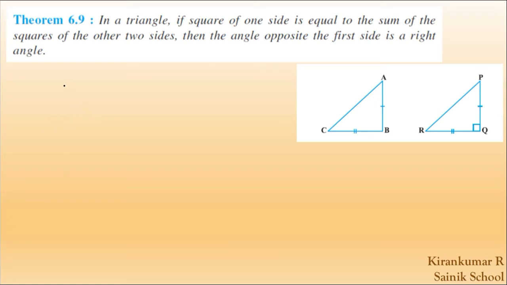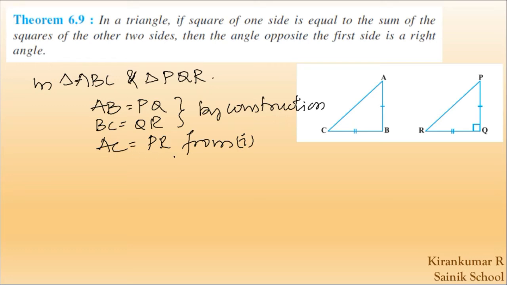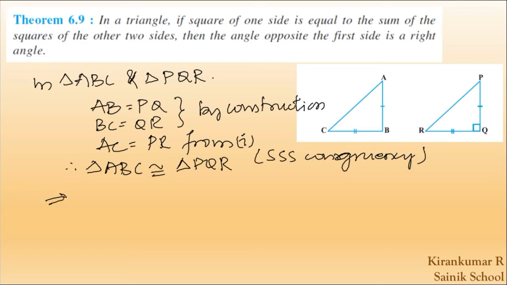Just observe, we need to consider triangle ABC and triangle PQR. In these two triangles, we have AB is equal to PQ, BC is equal to QR. These two are from construction. And we have AC is equal to PR. It is from 1. In the earlier case, we have proved that AC is equal to PR. Therefore, triangle ABC is congruent to triangle PQR by SSS congruency. This implies that angle B will be equal to angle Q. This is from CPCT. If angle Q is 90 degrees, the angle B becomes 90 degrees. Hence proved.